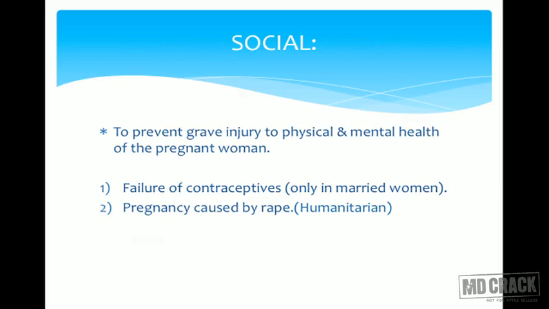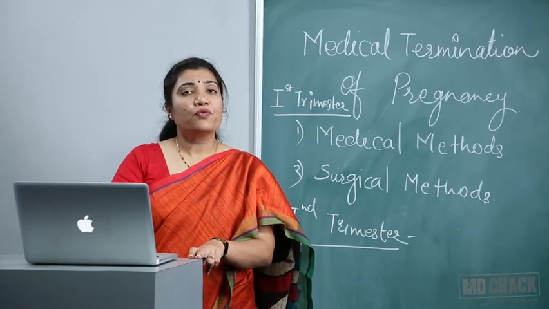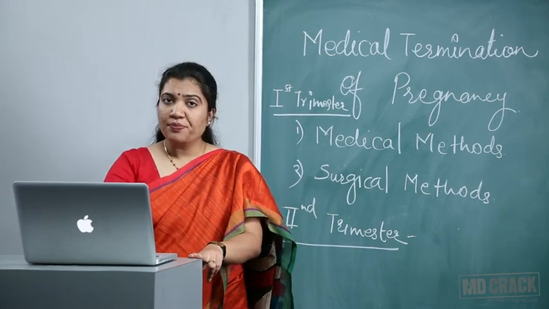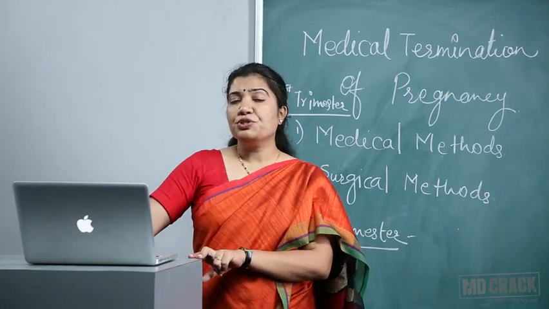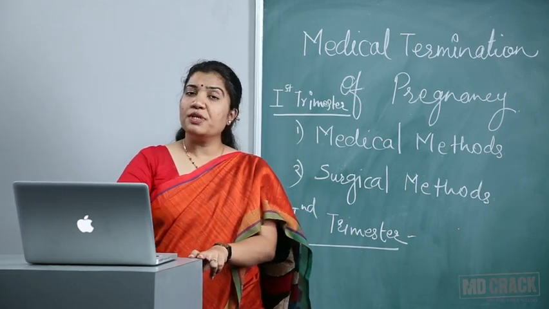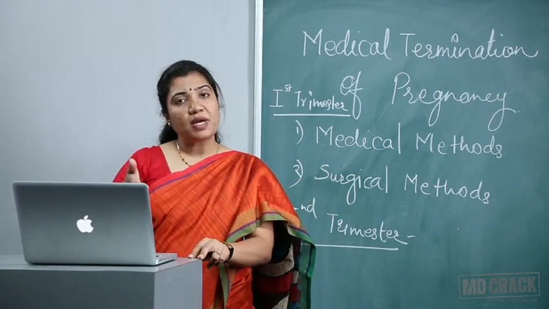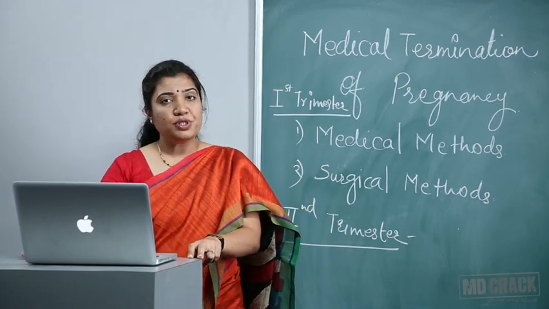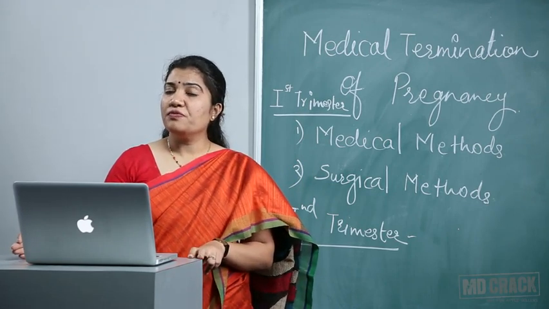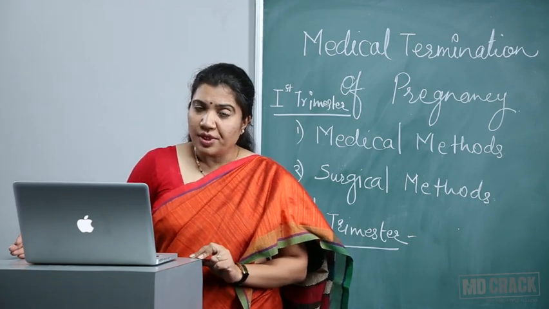Social grounds, to prevent grave injury to physical and mental health of the pregnant woman. The most commonly used ground is failure of contraceptives. That means that woman didn't want this pregnancy. She was using contraceptives, but the contraceptive has failed. We all know all the contraceptives have failure rates, and thus the contraceptive has failed, and that's why this pregnancy is there. It's injurious to her mental health or physical health. She doesn't want this. So on this ground, we can terminate the pregnancy.